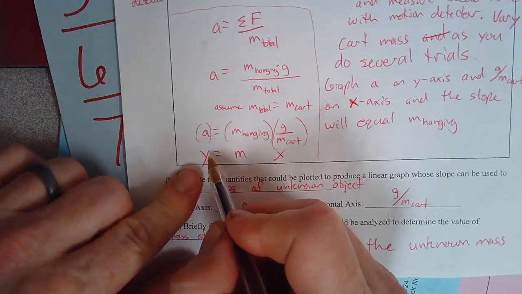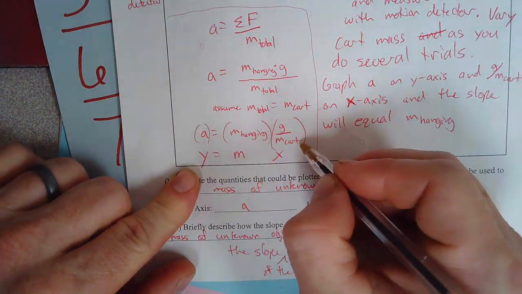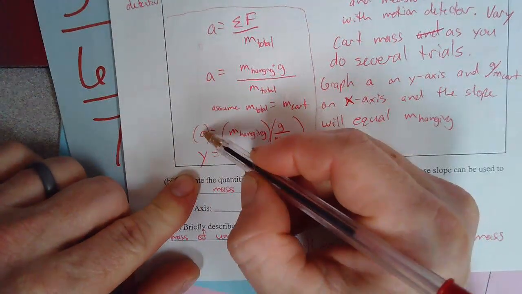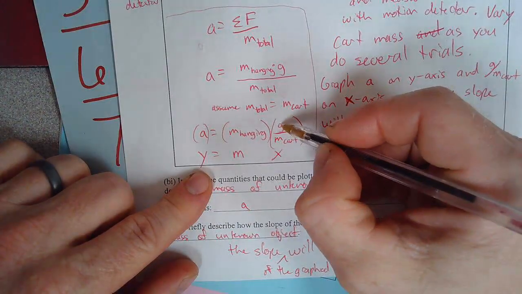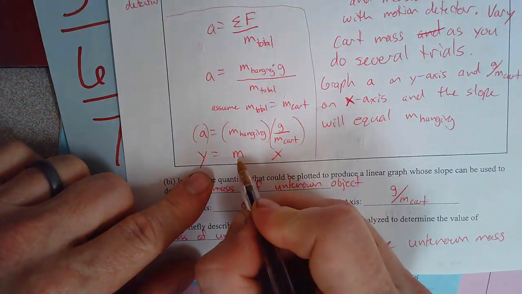Because I want to figure out what to graph on the different axes. Well, I can measure the mass of the cart. I can measure the acceleration. So if I put acceleration on the y-axis and I put g over mass of cart on the x-axis, then the hanging mass is going to be equal to the slope.